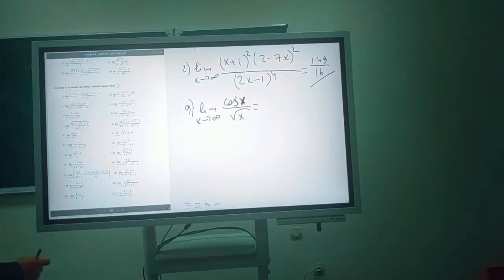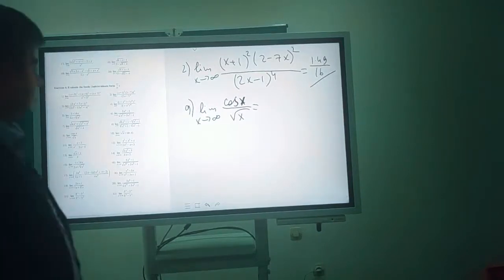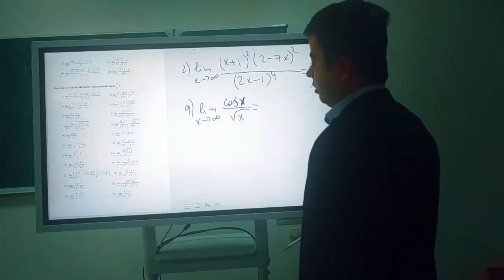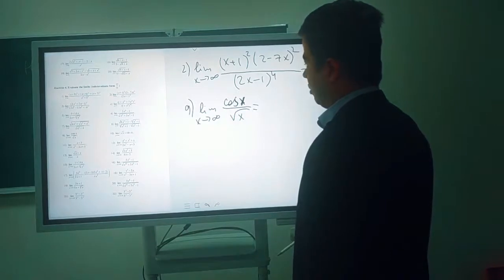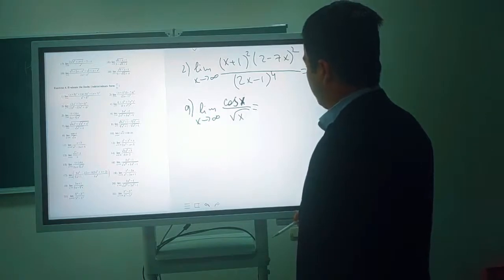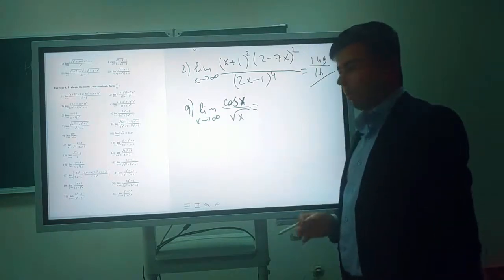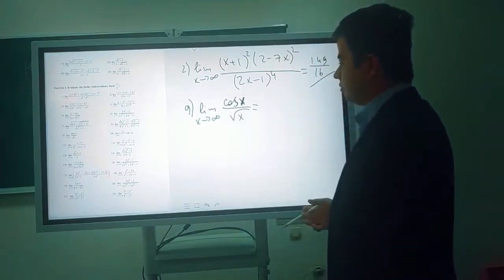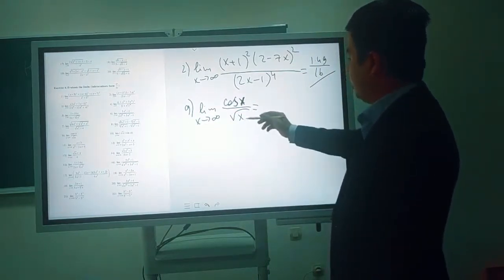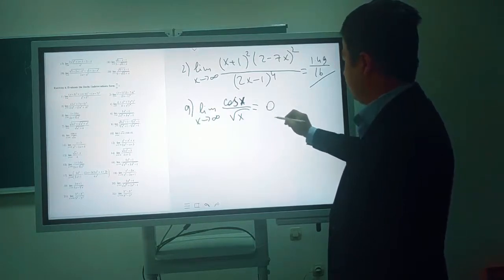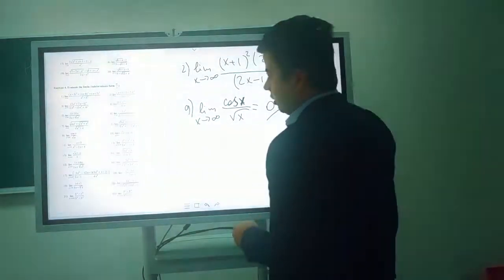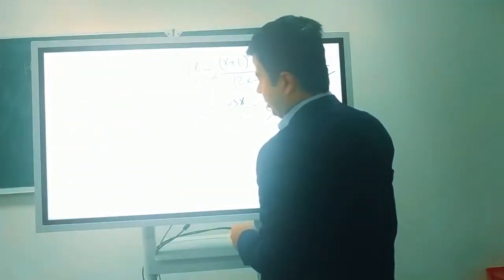Okay, so here cosine x when x tends to infinity. However, the cosine function is a bounded function. That's why the answer is here just 1 over infinity or just 0. So the next examples.